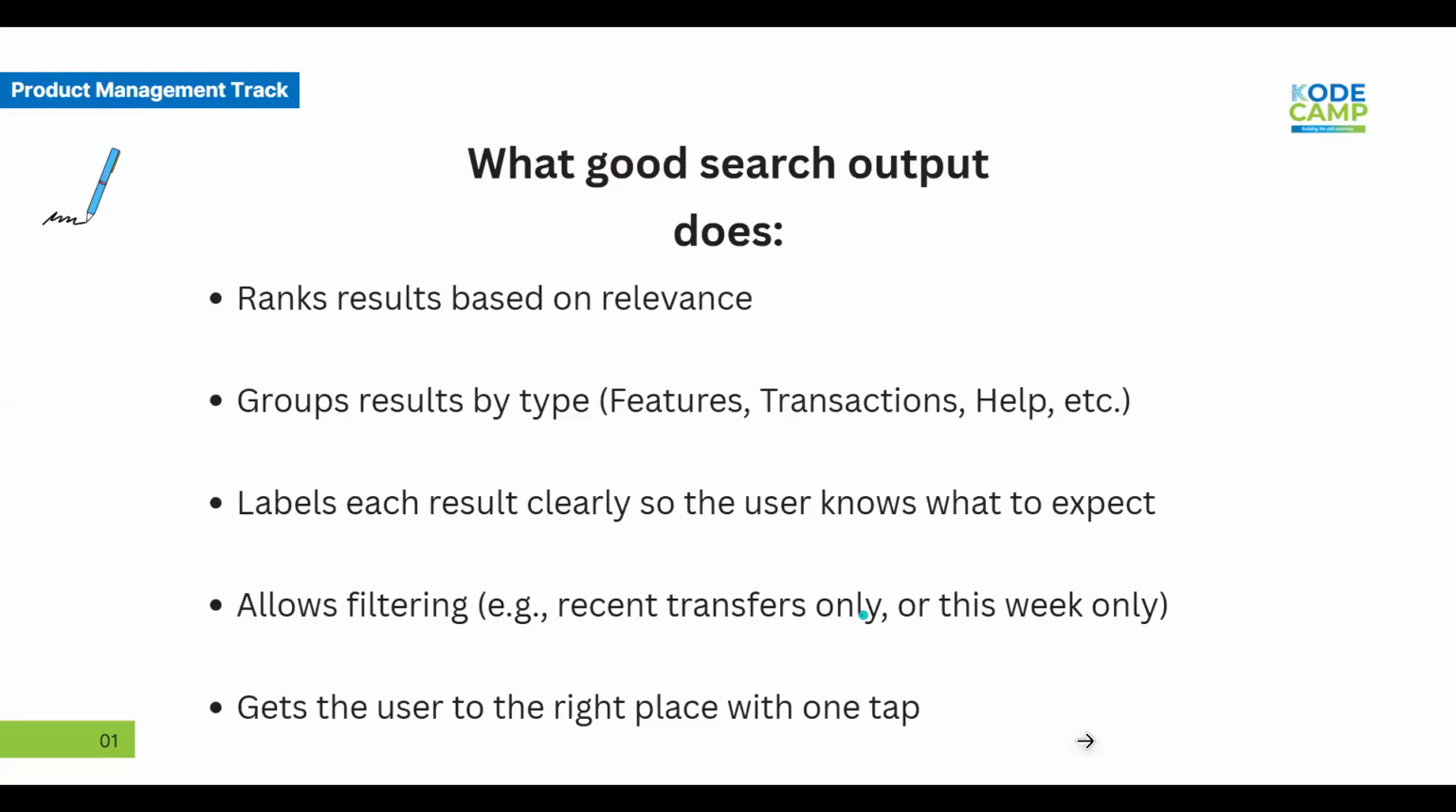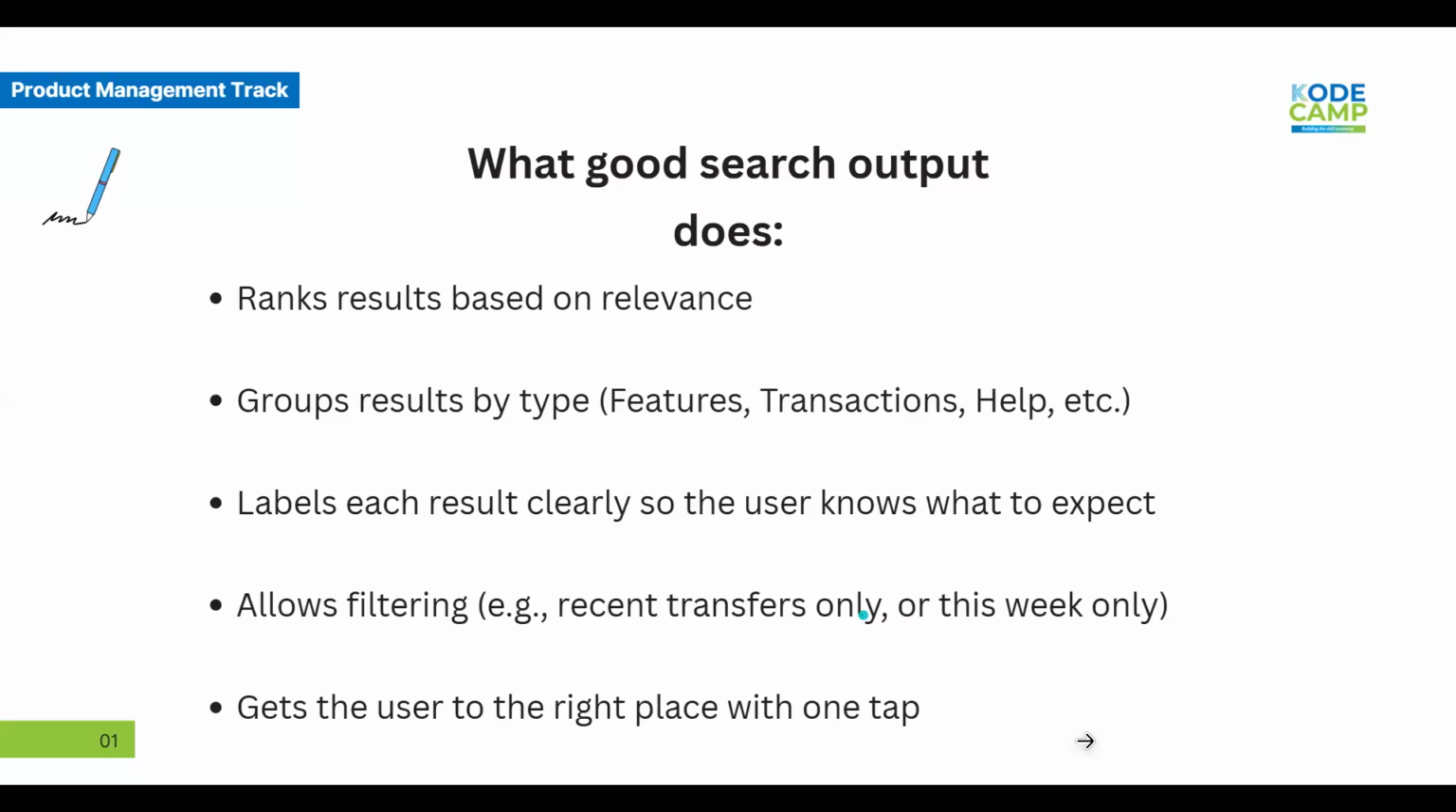Our results, are they ranked to reduce friction or to increase friction? Because if you don't ask those questions, search becomes a trap for your user instead of being a tool to help them. Now, let me give you a quick example.